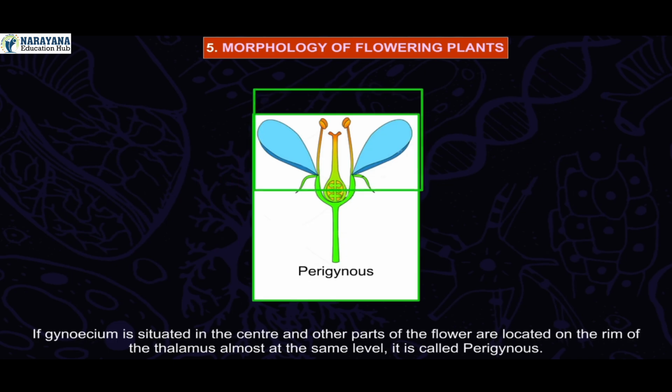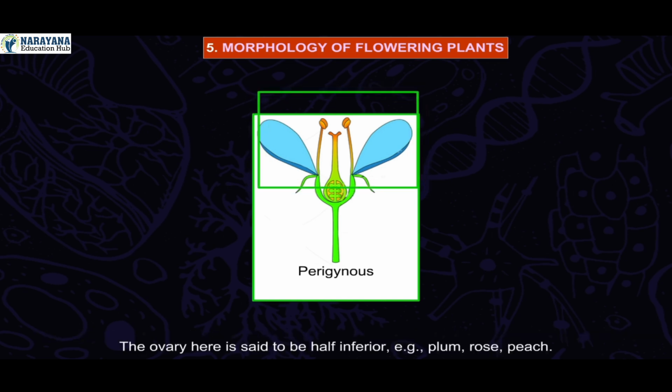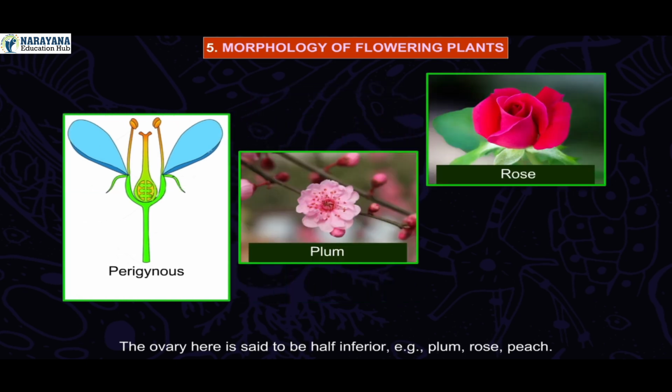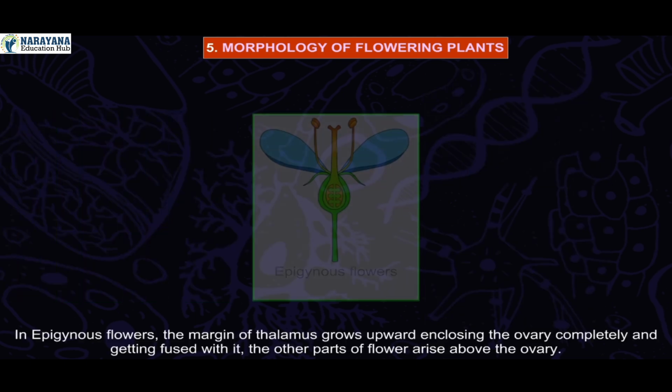If gynoecium is situated in the center and other parts of the flower are located on the rim of the thalamus, almost at the same level, it is called perigynous. The ovary here is said to be half inferior. For example, plum, rose, peach.